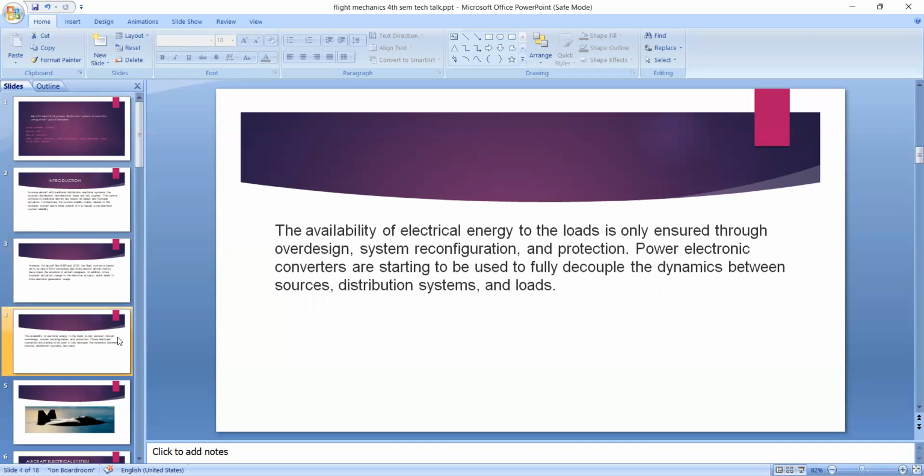Availability of electrical energy to the loads is only ensured through over-design, system reconfiguration, and protection. Power electronic converters are starting to be used to fully uncouple the dynamics between sources, distribution system, and loads.